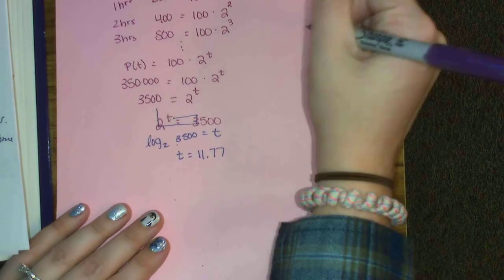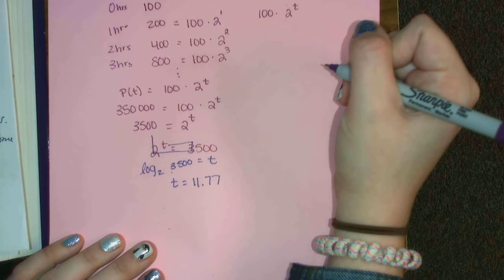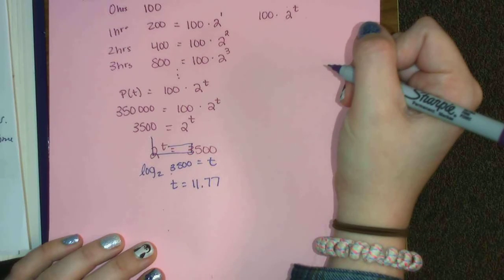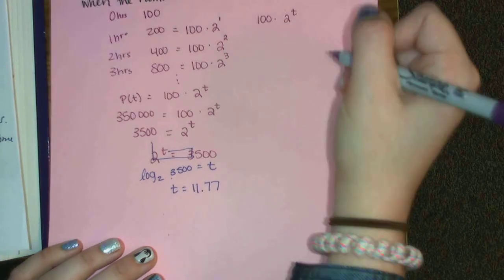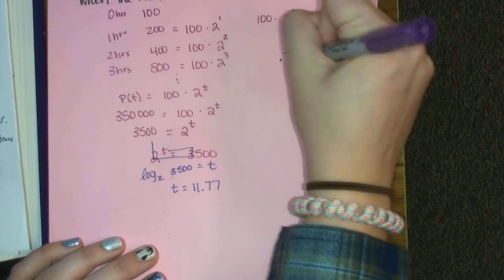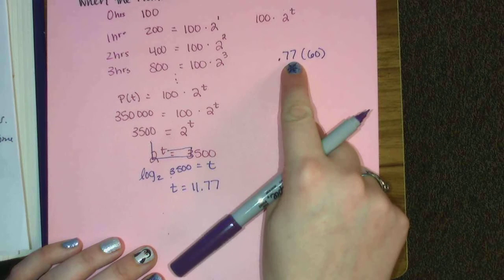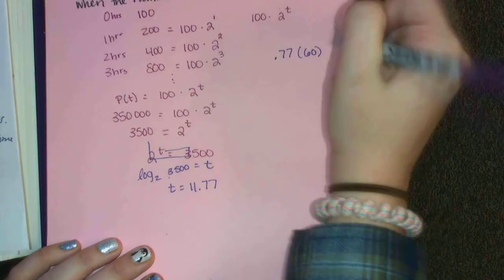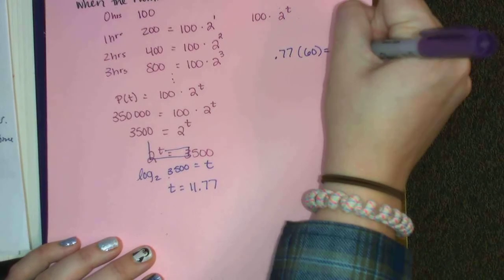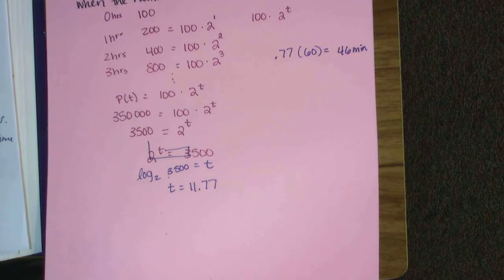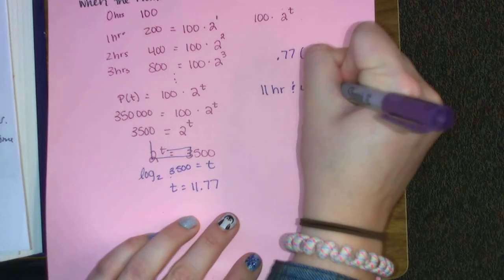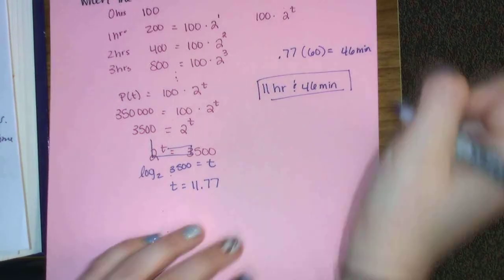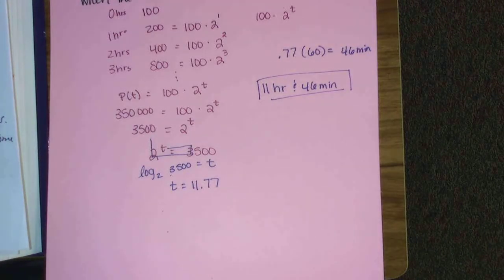So 0.77 hours is 46.2 minutes. Yes. How'd you get that? Okay, 0.77 times 60. So that's 0.77 of an hour times 60 gives 46 minutes approximately. So then we have 11 hours and 46 minutes is our official answer.